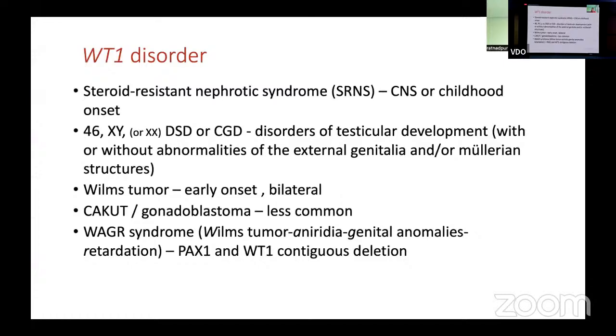So these WT1 disorders present with steroid-resistant nephrotic syndrome. They have gonadal dysgenesis. Additional phenotypes include early onset bilateral Wilms tumor, gonadoblastoma, and they could have additional developmental abnormalities of the genitourinary tract. So all this has to be screened for before just going in for a transplant.